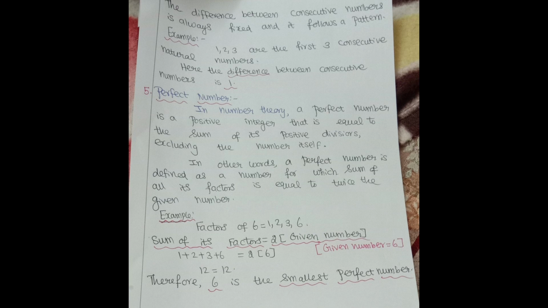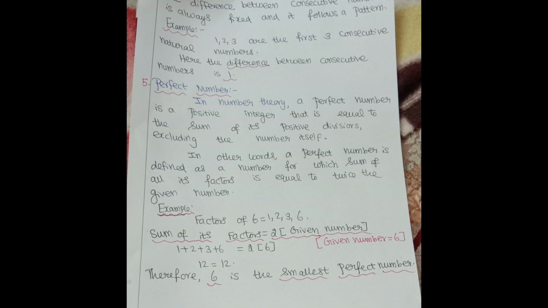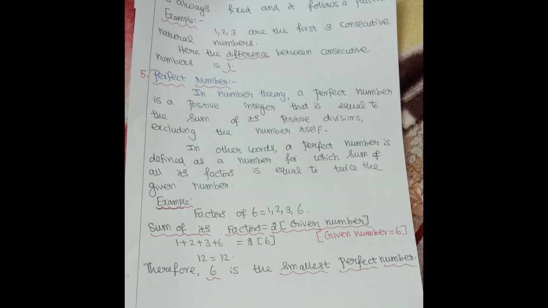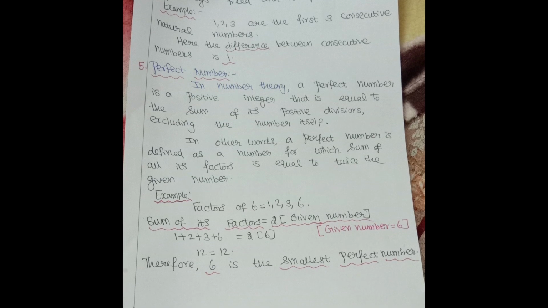Next, we are going to discuss the perfect number. In number theory, a perfect number is a positive integer that is equal to the sum of its positive divisors excluding the number itself. In other words, a perfect number is defined as the number for which the sum of all its factors is equal to twice the given number.